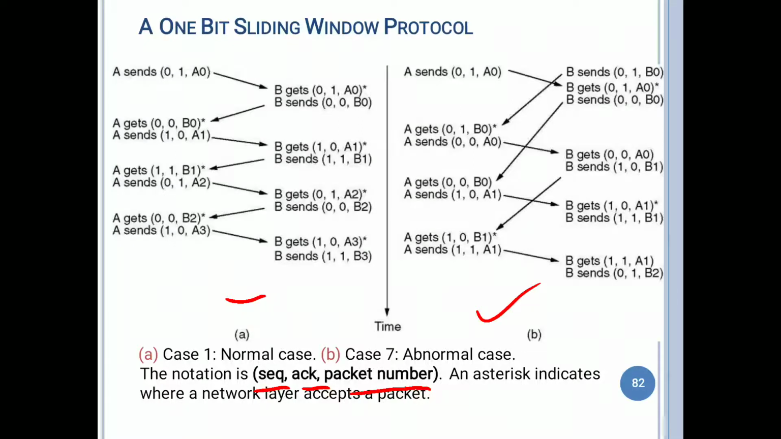So A starts sending 0 1 A0 and B starts sending 0 1 B0. 0 1 A0 means 0 is the sequence number, 1 is the acknowledgement and A0 is the packet. That is sent by A. So what will B send? B again sends 0 as its sequence number because it is the starting packet, 1 is the acknowledgement and B0 is the packet, the data it wants to send.